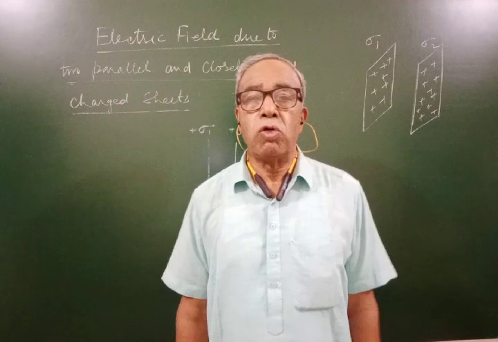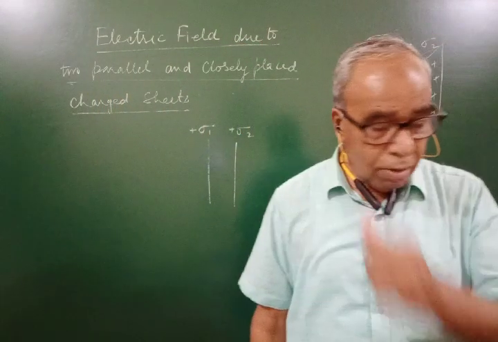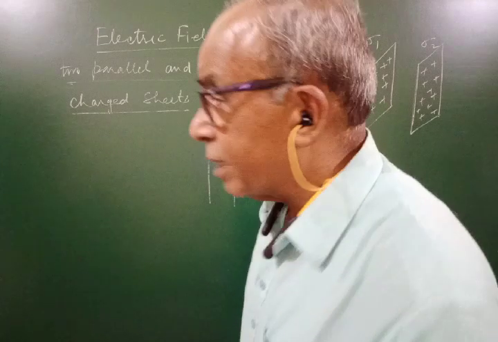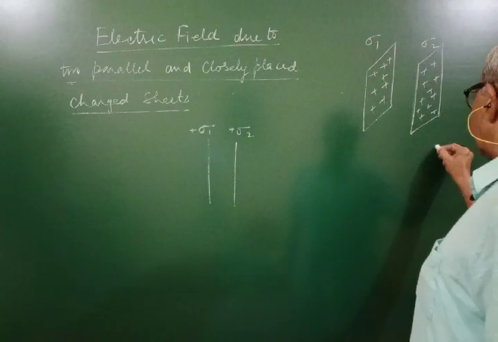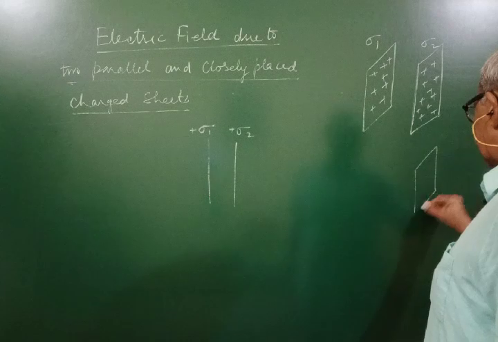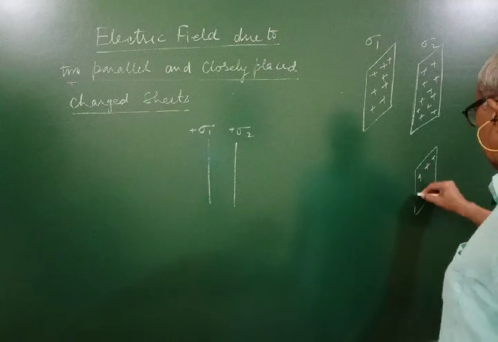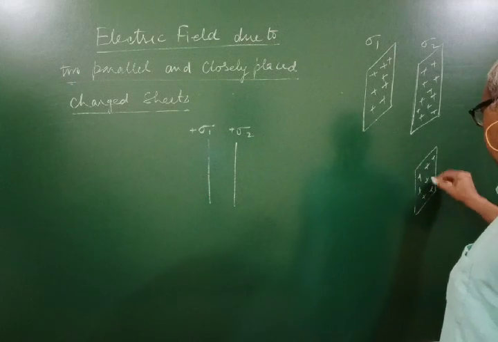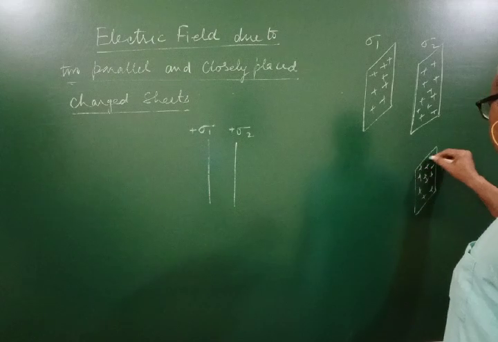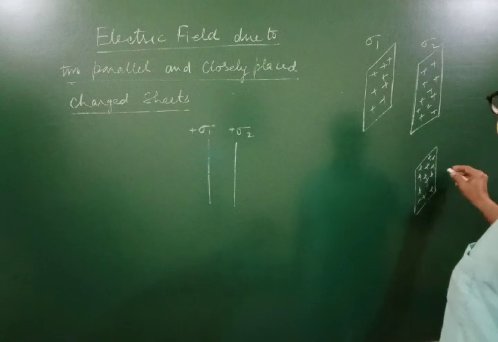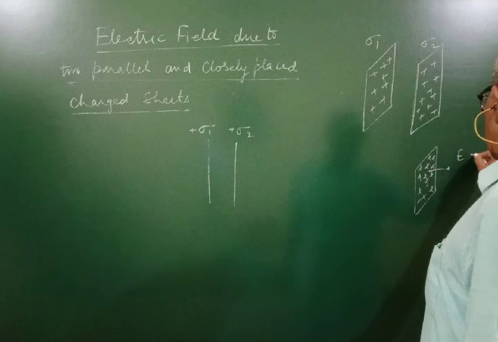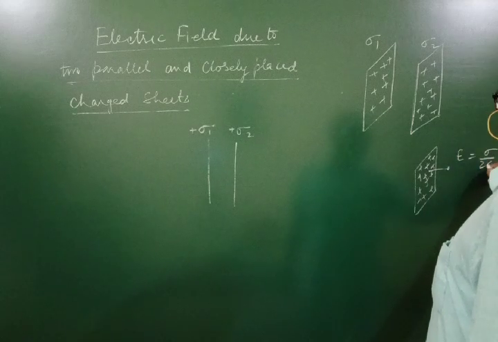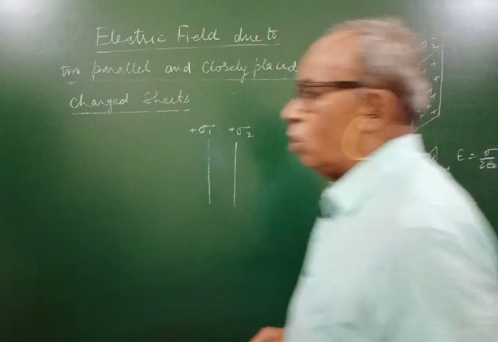Yes, dear students, you have now known the electric field due to a single plane charge sheet. If it is a single plane charge sheet, don't think that it is a metal sheet. It is simply a membrane of charge. Then the field near this point is equal to, as in the last video, 2 sigma upon epsilon 0.